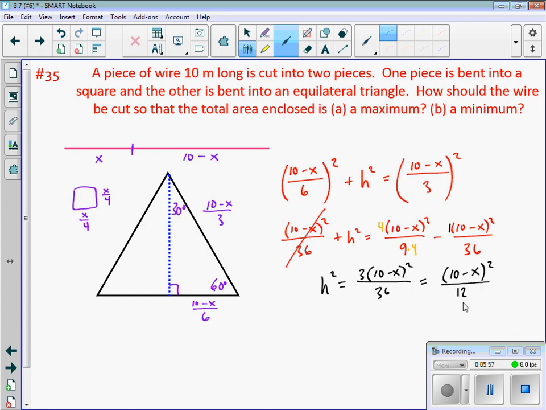And then I still have to make sure I square root that. So when I square root that, what do I get for my numerator? 10 minus x. 2 square root of 3.